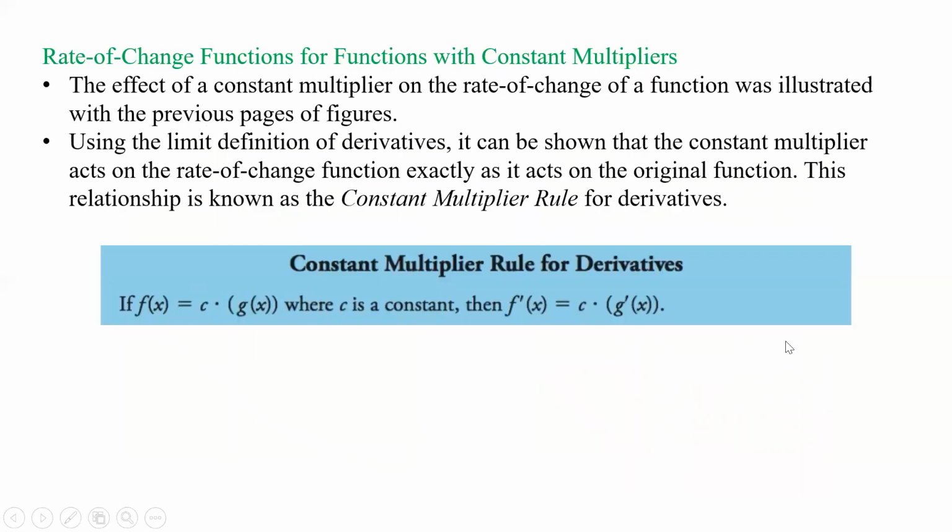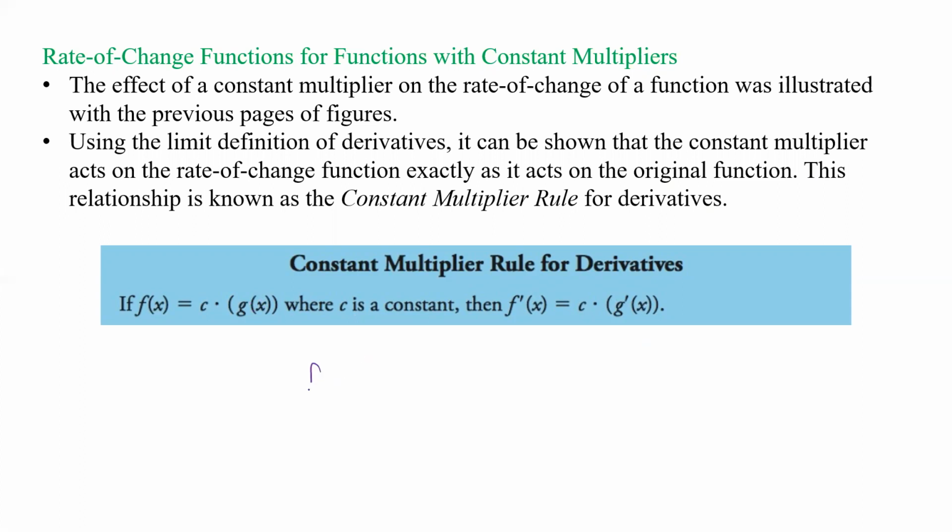So what that means is, with the rate of change function for functions with some constant multiplier, 3, 4, -1, whatever, the effect of a constant multiplier on the rate of change of a function, we illustrated with the previous figures there. And so we can use the limit definition of derivatives, and it can be shown that the constant multiplier basically acts on the rate of change function exactly as it does on the original function. Okay, so if we had, say, f of x equals c times g of x, where c is some constant, then when we take the derivative of f of x, we get f prime of x, then we're just going to have c times g prime of x. So we just pull out that constant.